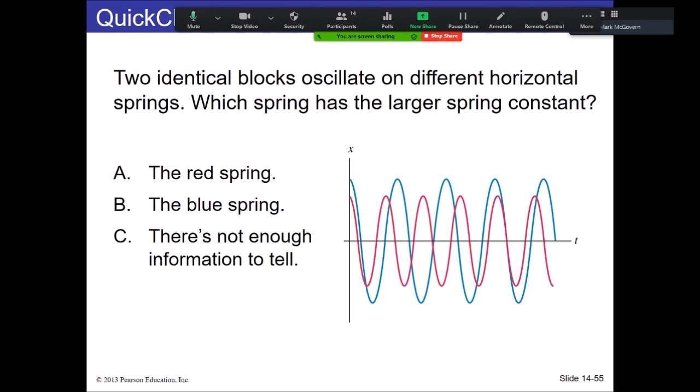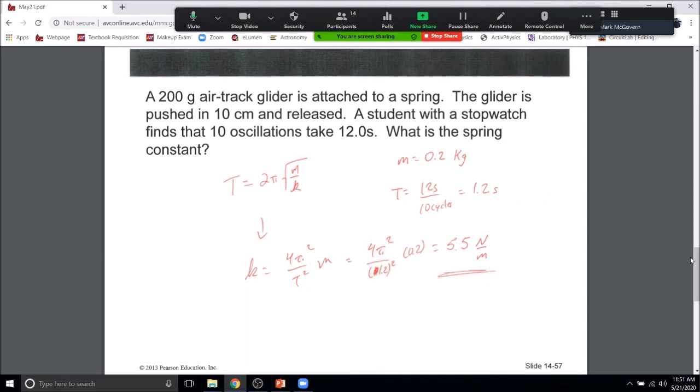The shorter period appears to be the red one. So the red one's going to have the larger spring constant. Okay. And the interpretation of that is if the spring is stronger, right, it's going to oscillate more frequently. That makes sense. It's a stronger force effectively on it. So that's clear.